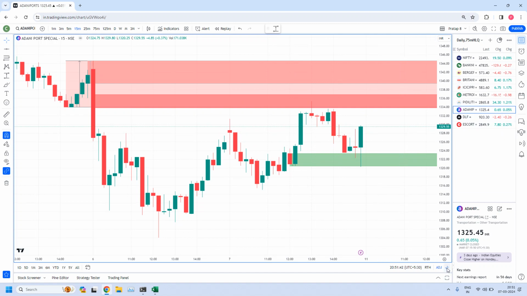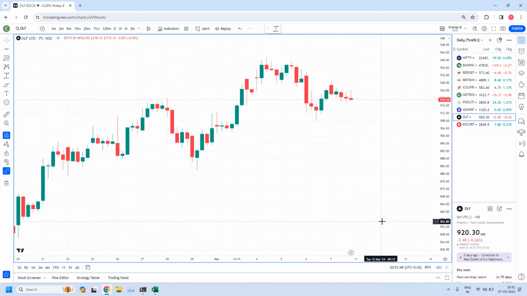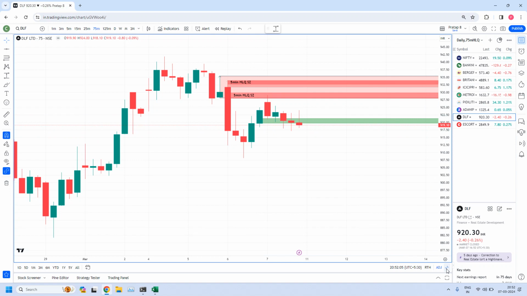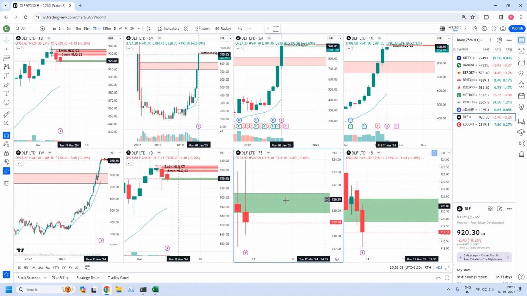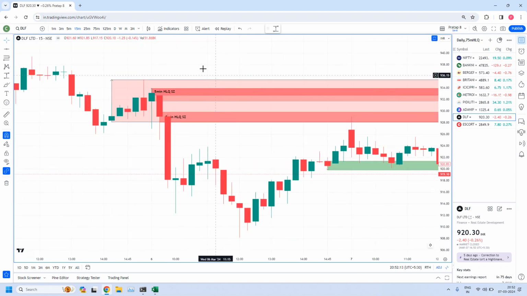First, let us move to 75 minutes because DLF is a 75-minute high liquidity supply zone. Here we have a drop, a base candle, and a drop candle. And today we got a trade in this zone. How do we fine tune? Let me go to the 15-minute time frame. Here you identify a drop, base, again a drop, follow-through candles.